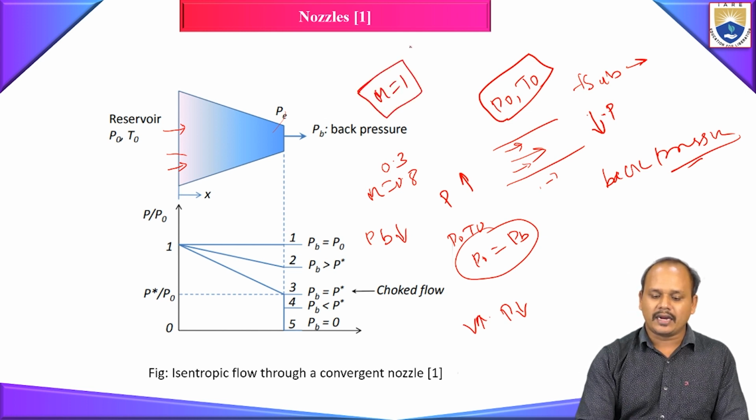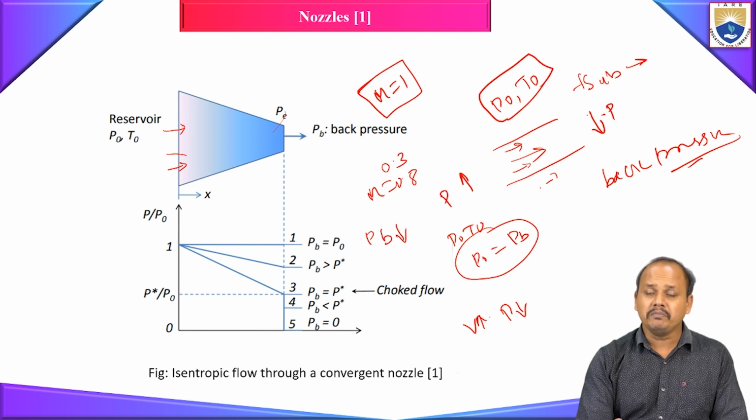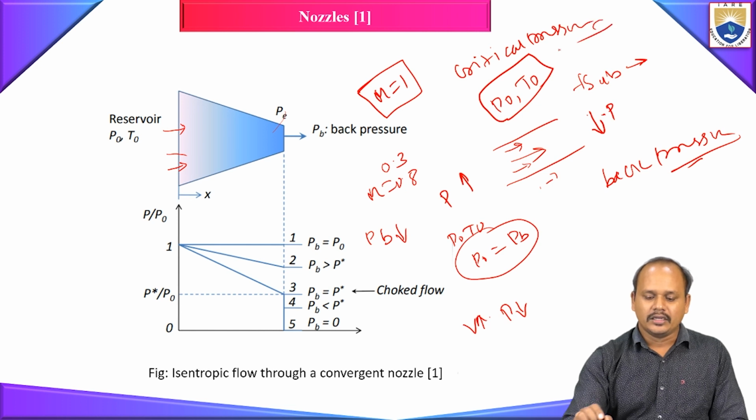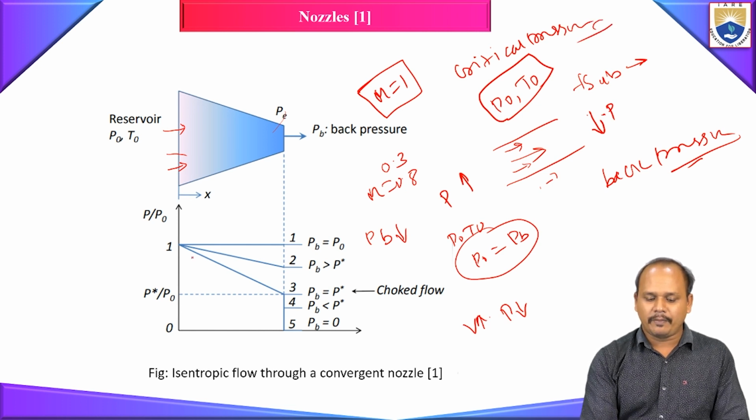That is, the Mach number at the exit of your nozzle will become sonic. The back pressure corresponding to which your nozzle exit will produce Mach number M = 1, we call it the critical pressure. For this critical pressure, the velocity keeps increasing, your pressure decreases, and at the end you will have M = 1 at the exit.